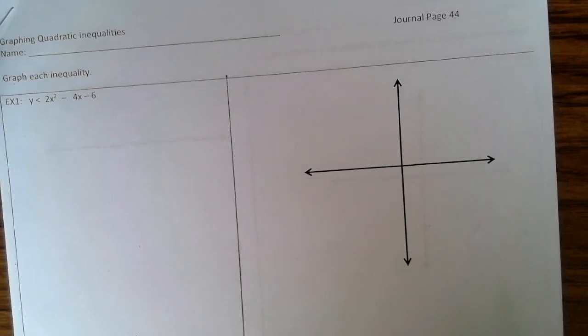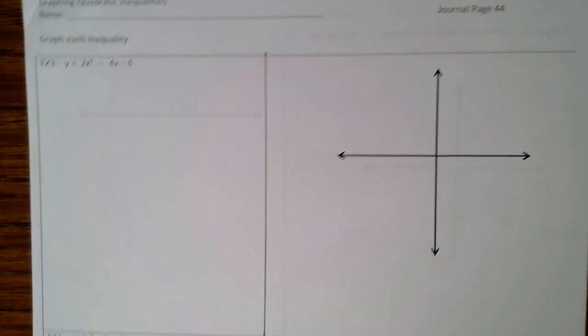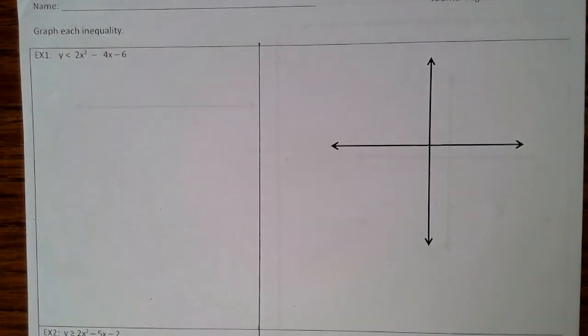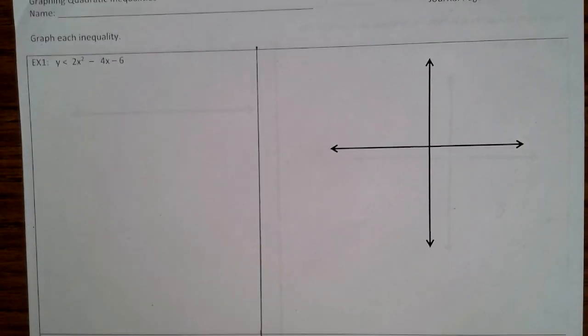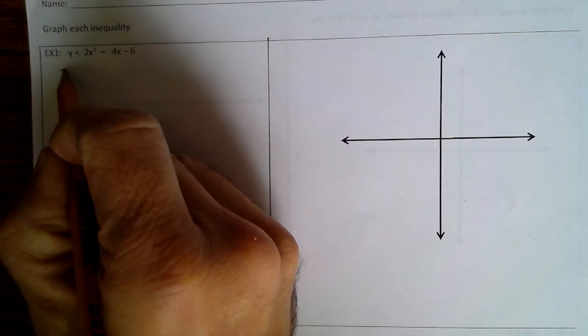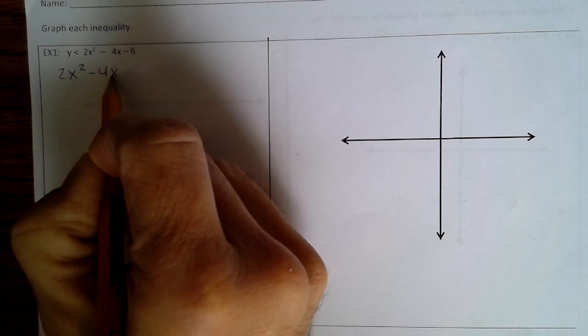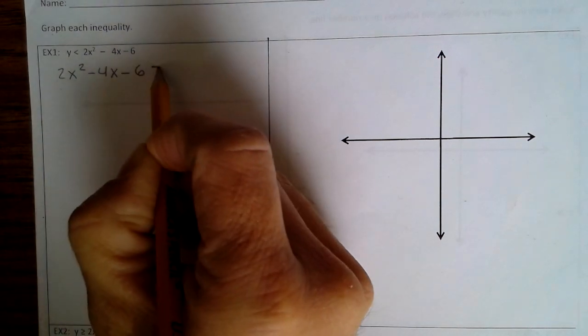Okay, now in our notes, it says that we need to find the X-intercepts and the vertex. Okay, so let's do that first. Now, let's go and find the X-intercepts first. Okay, so to do that, we need to set 2x squared minus 4x minus 6 equal to 0.